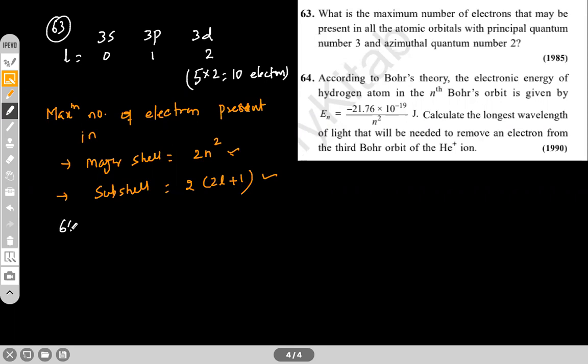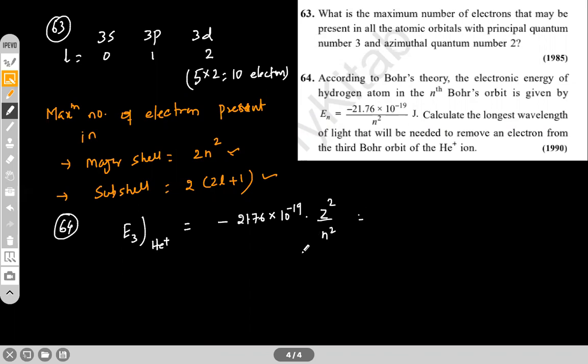Next question. According to Bohr's theory, the electronic energy of the hydrogen atom in the nth Bohr orbit is given by this, in joule. Calculate the longest wavelength of light that will be needed to remove an electron from the third Bohr orbit of He+. So for He+, E3 is minus 21.76 into 10 to the power minus 19, Z squared by n squared.